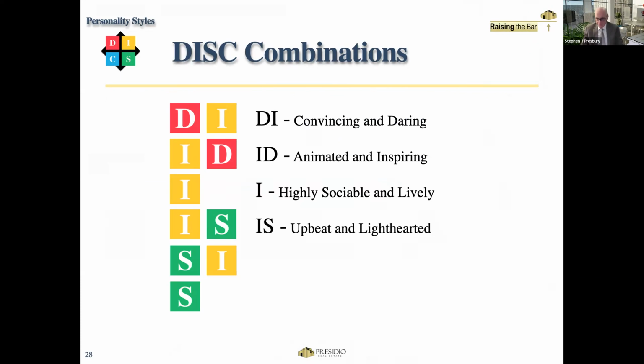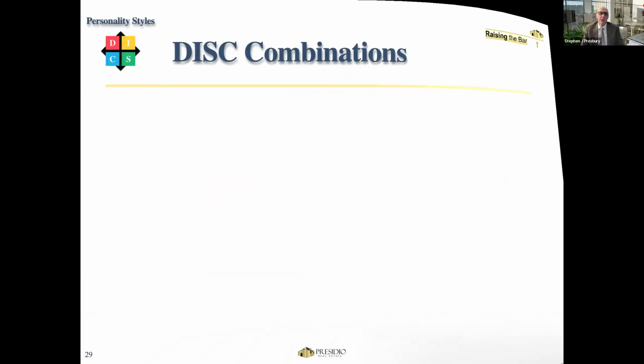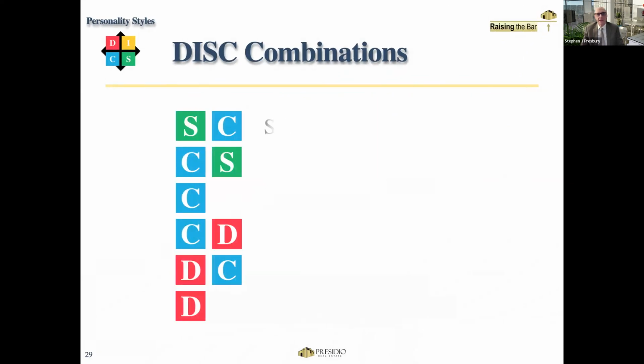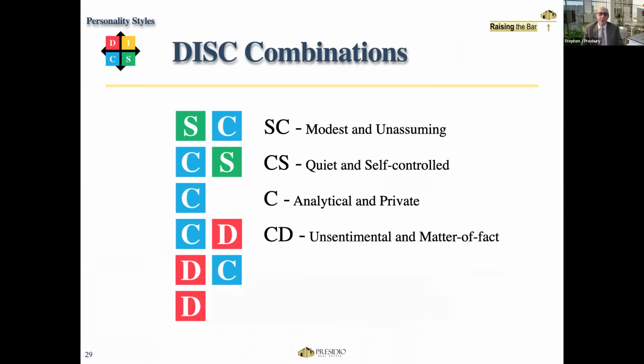The I's are upbeat and light-hearted, the SI's are supportive and agreeable, and the S's are pleasantly calm and accommodating. We go through the next group, the lower section, the S and the C's: modest and unassuming, the CS are quiet and self-controlled. Obviously C are totally analytical, quite private folk. And then you've got the unsentimental, matter of fact CD, resolute and strong-willed DC, and of course the D alone is forceful and direct.